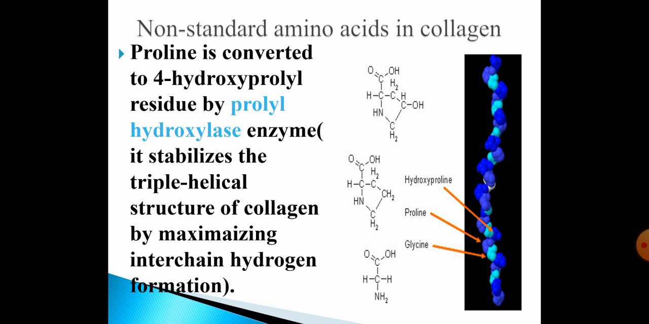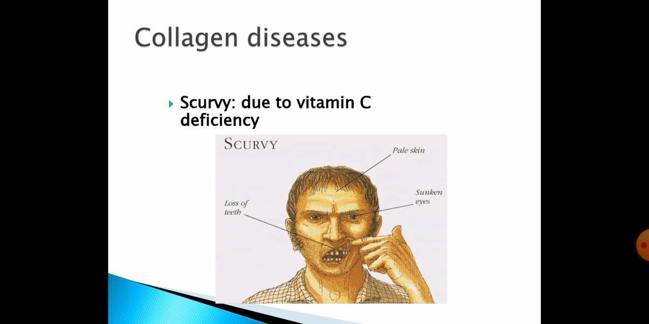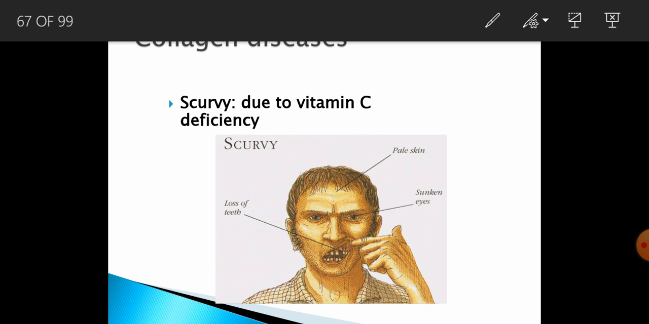So please go back and read about collagen, and how it's very important in bone and teeth. Collagen disease is a disease regarding collagen. Scurvy, or vitamin C deficiency, is very important here. Vitamin C is very important in the formation of collagen itself. The enzymes that form hydroxyproline and hydroxylysine need vitamin C in collagen formation.